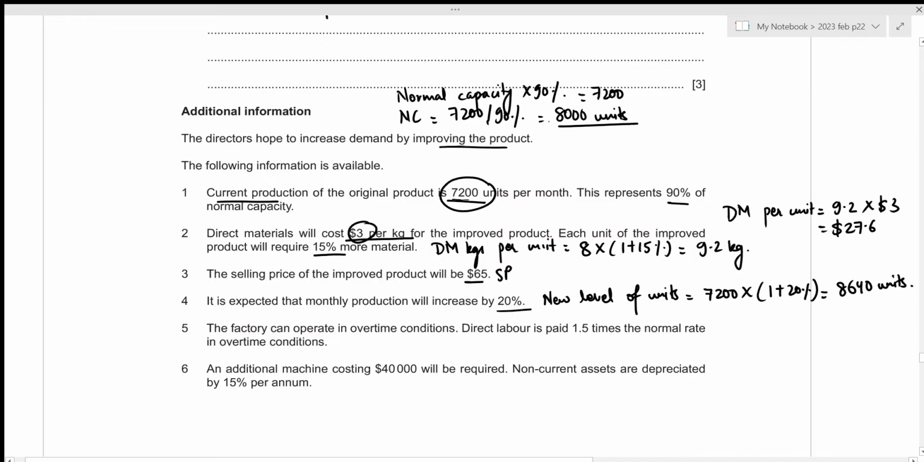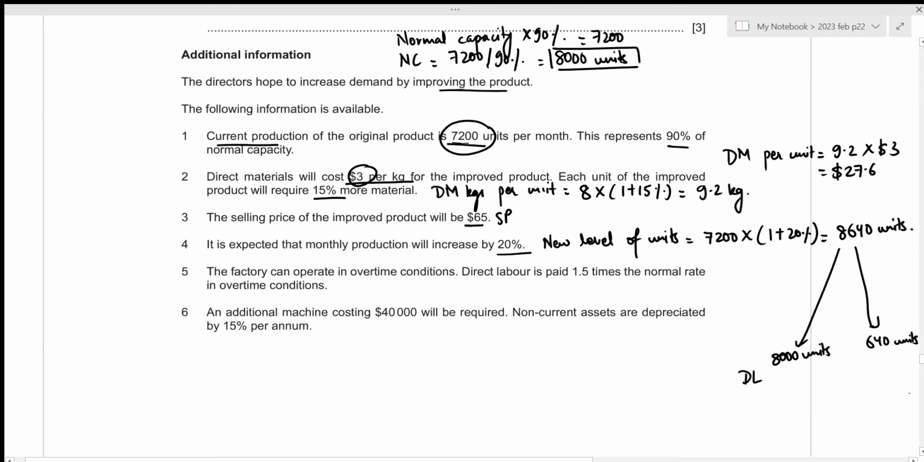We can see that our normal capacity is 8,000 units, which means that for 8,000 units out of the total production, we can utilize the basic rate for our direct labor. But for the additional 640 units, we need to provide the direct labor at an overtime rate, or we need to provide a premium, which might be given right here as well. The factory can operate in overtime conditions, and the direct labor is paid 1.5 times the normal rate.